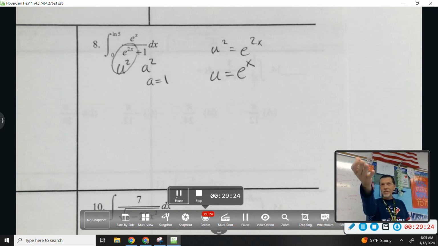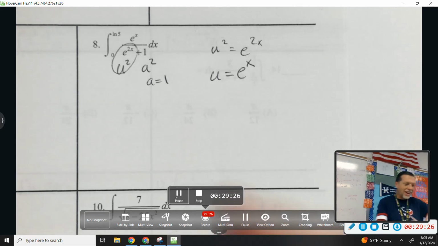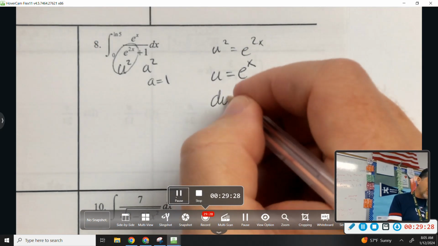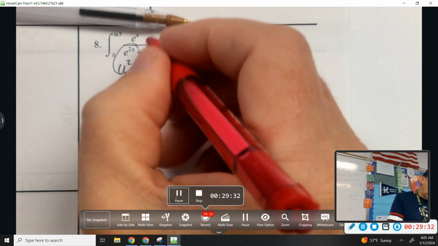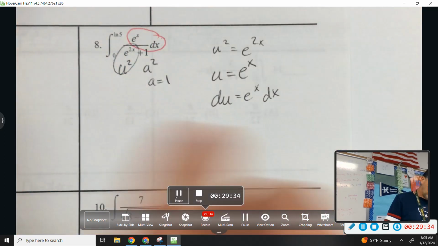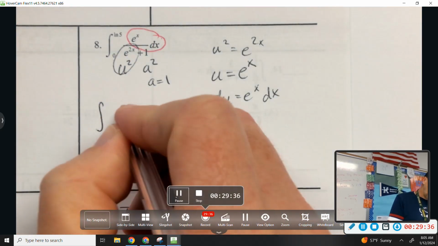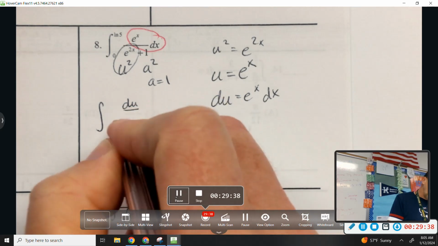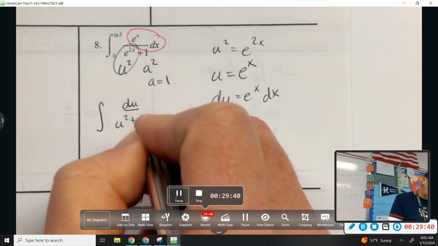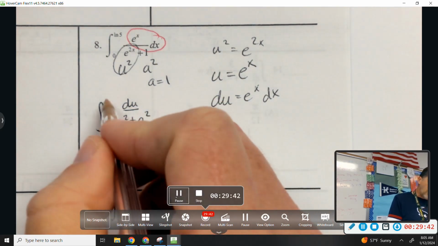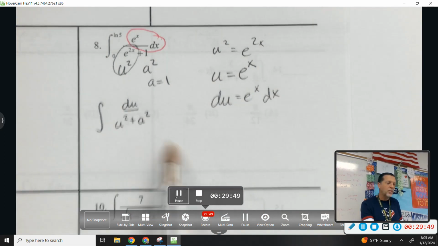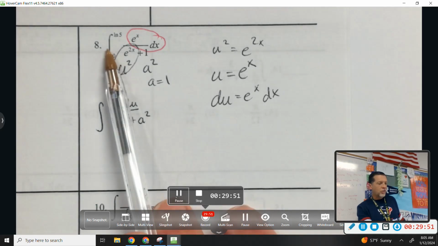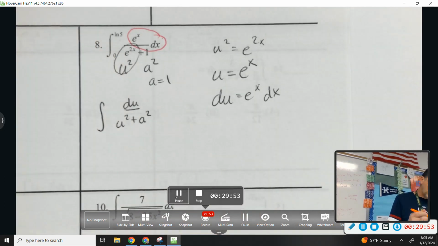And du then is e to the x, which is great because that's what's in the top. So I've got the antiderivative of du over u squared plus a squared. I've intentionally left those limits, boundaries, blank because I'm in the process of switching to u. So I need to switch my limits to u limits.